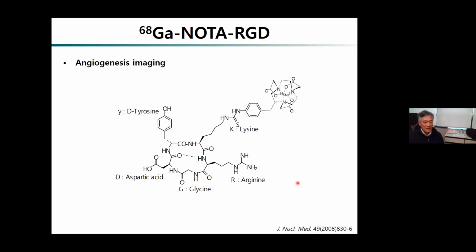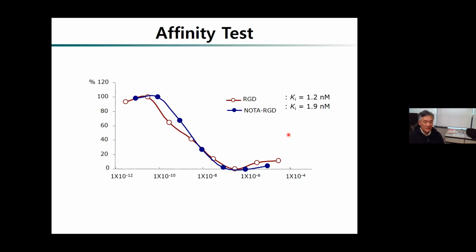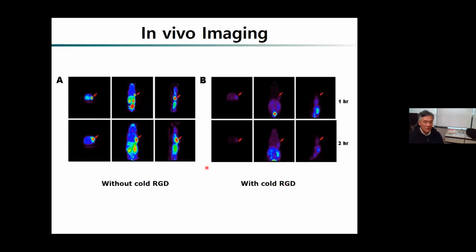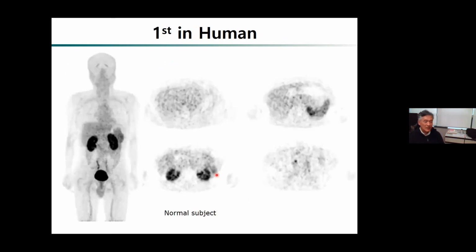And RGD labeled with gallium-68 can also visualize angiogenesis imaging. The affinity of the original compound and the NOTA group is almost the same. And also in vivo imaging with animal models. And first in human in Korea, you can see the clear imaging with the high kidney uptake and blood excretion images.